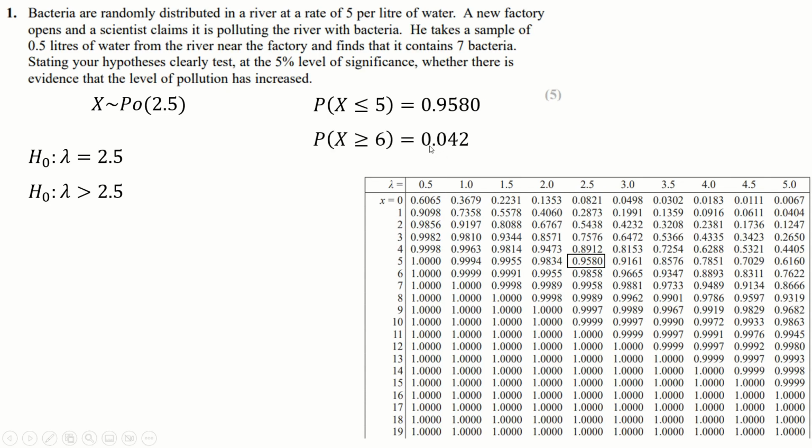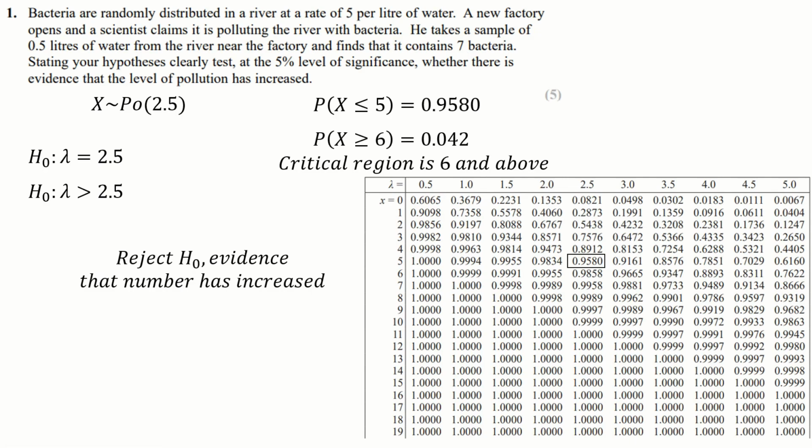And that's within the critical region, it's less than 0.05. So we'll reject anything that's 6 and above, and our sample was 7. So therefore, we will reject the null hypothesis. There is evidence that the number has actually increased. And that's the first question done.